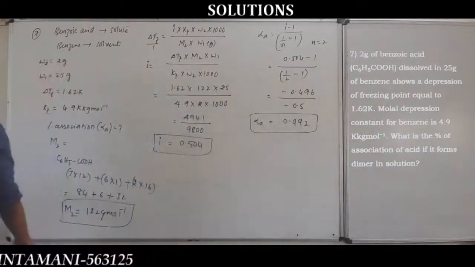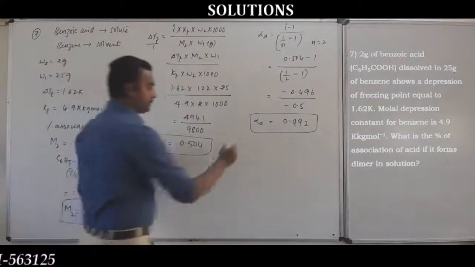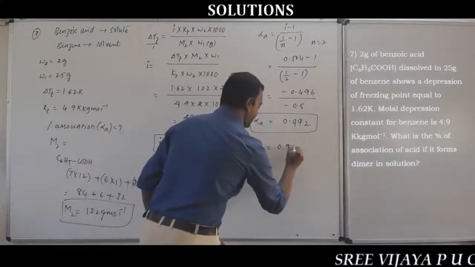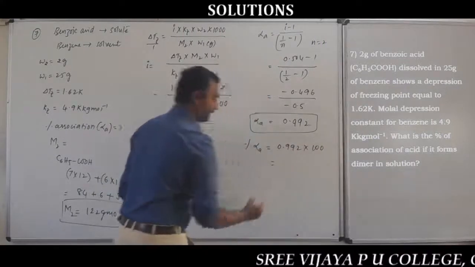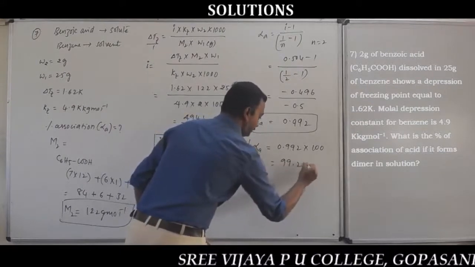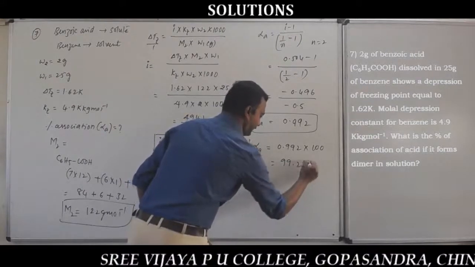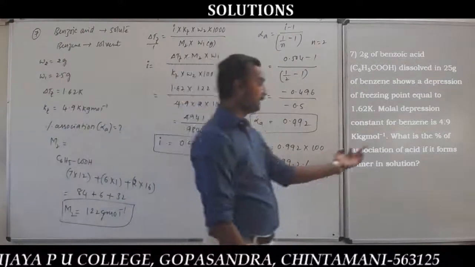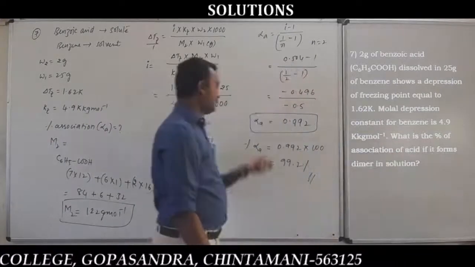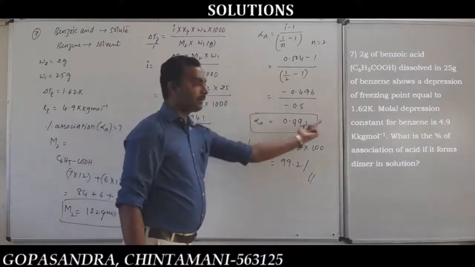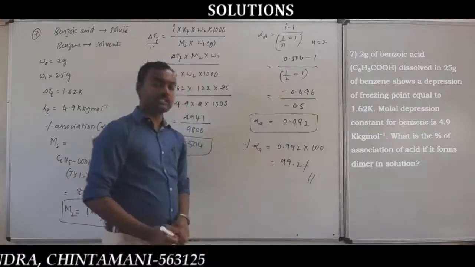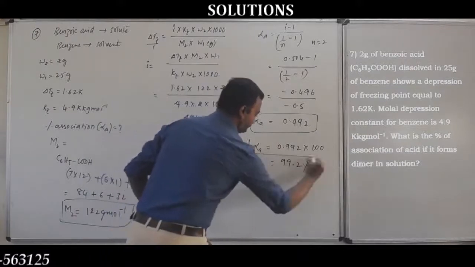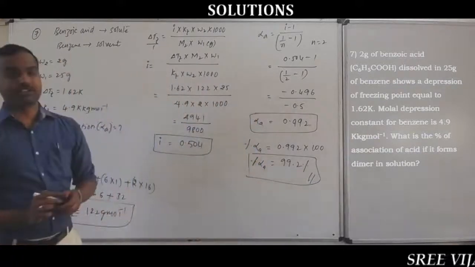So with the degree of association, I can now calculate the percentage association. Percentage of association is nothing but 0.992 into 100. That is equal to how much? 99.2%. 99.2%, that is the percentage of association. In the given problem, what is asked is the percentage of association. First we have to get the degree of association, then just multiply by 100, and we get the percentage association, about 99.2. That's about the problem.